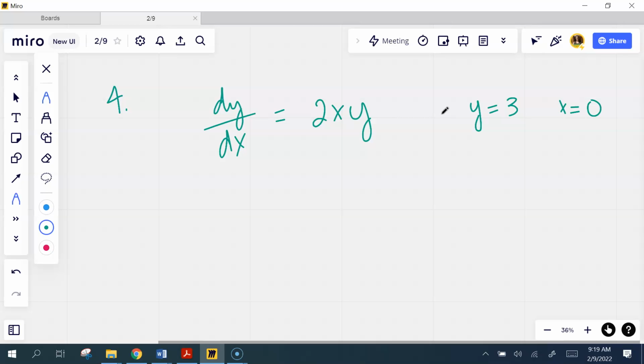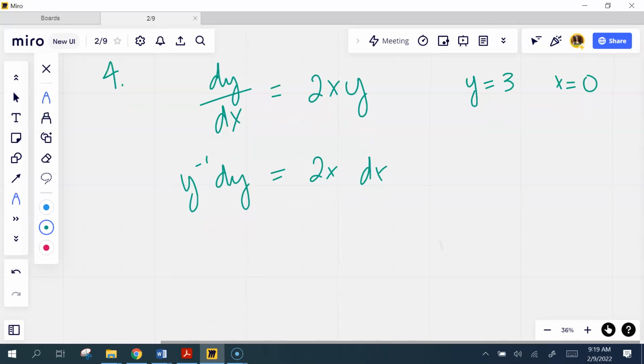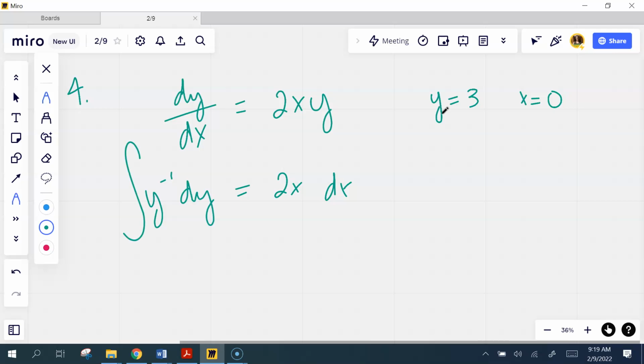Okay, I'm going to do separation of variables. All that means is get all the x's together on the same side, all the y's together on the same side, right? So to move that over there, I have to divide. So that becomes y to the negative 1 dy equals 2x dx.